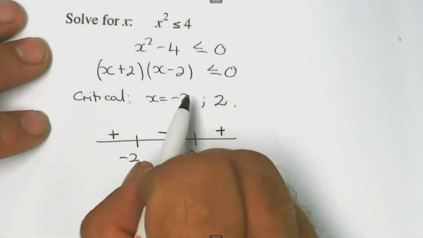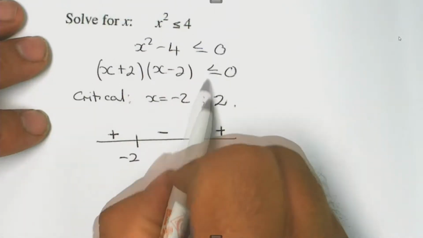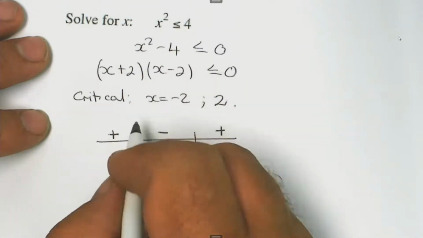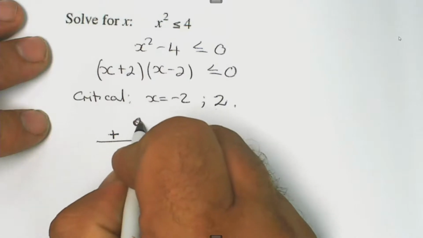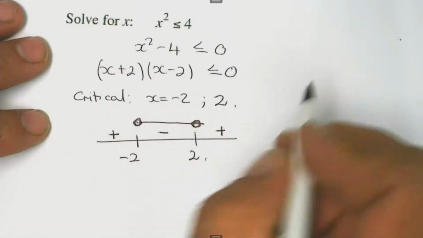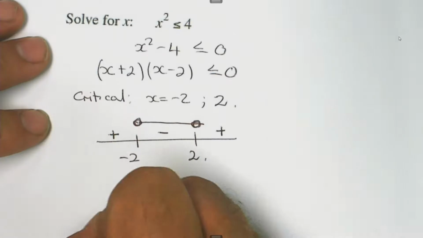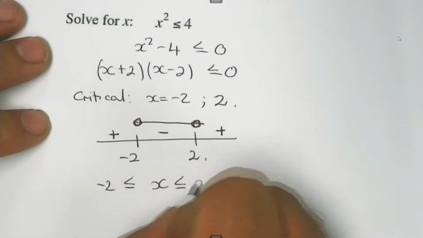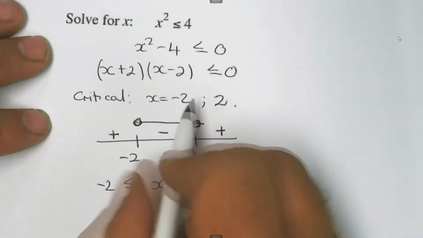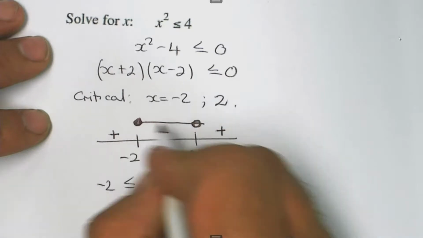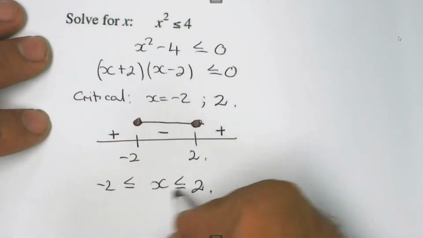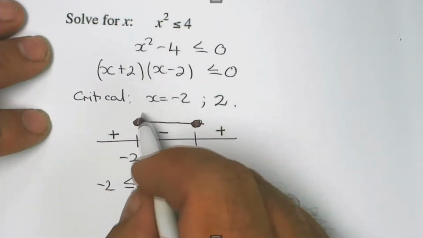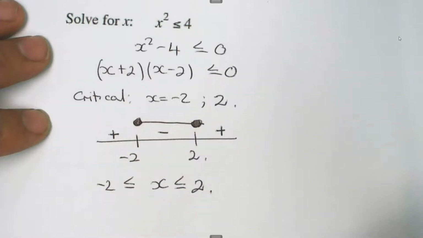And if you look, where is it less or equal to 0? Where is it negative? It's negative between those two values. So the answer is x greater or equal to negative 2, less or equal to 2. If it's equal to, those points are included. And if it's less than, then it's an open circle because the points are not included.